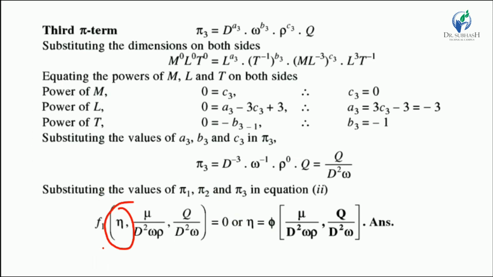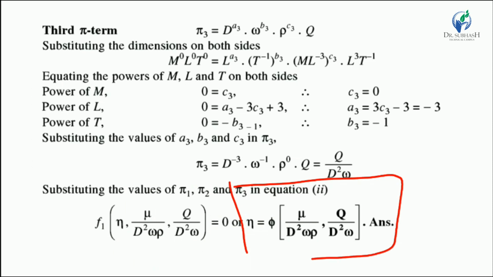Now we have to find the expression for efficiency. So efficiency is on one side of the equal sign, and the other pi terms are on the other side, with a constant. And this is the relational equation.